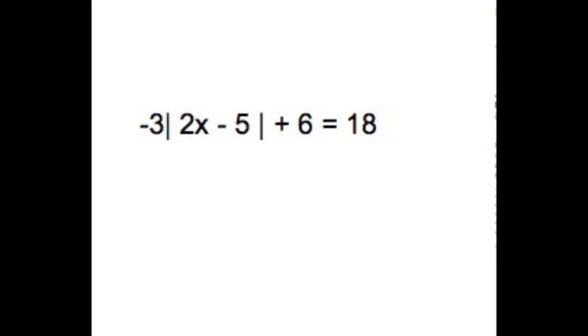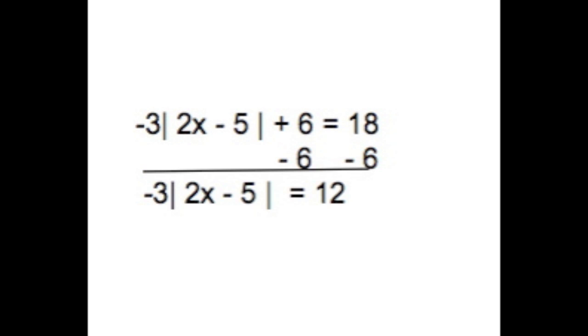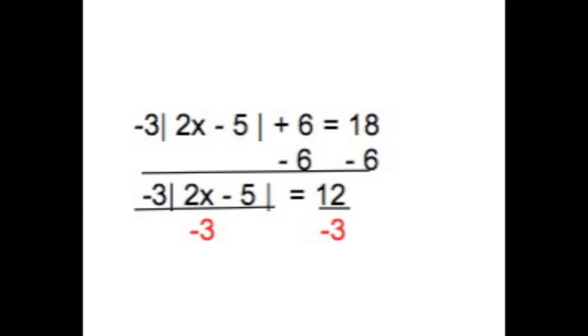Let's take a look at this equation. Again, we need to take care of everything that's outside of our absolute value symbol first. We can get rid of the +6 by subtracting 6 on each side. Then we'd be left with this equation. We now need to take care of the -3 that's being multiplied. To do that, we can divide by -3. We need to do that on both sides of the equation.